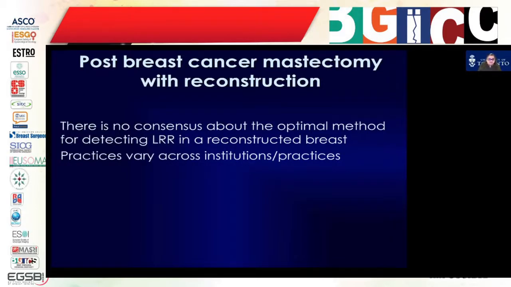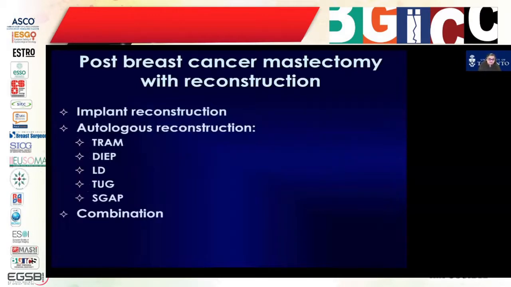So there is no consensus about the optimal method of detecting local recurrence in a reconstructed breast. Practices vary across institutions, and like I showed you in the guidelines, it clearly mentioned that there's no need to follow a breast that has been reconstructed following a mastectomy. And there is no randomized control trial that gives any information. So it's really very individual. Some women prefer to have their reconstructed breasts followed with mammography. Others specifically don't want anybody touching that breast. So it varies from surgeon to surgeon, referring physicians, as well as individual patient preferences.